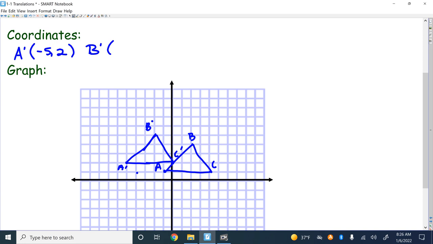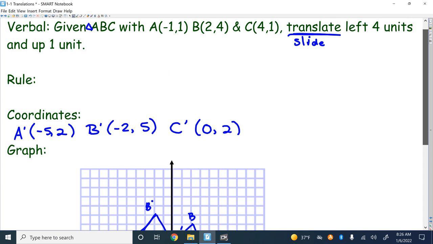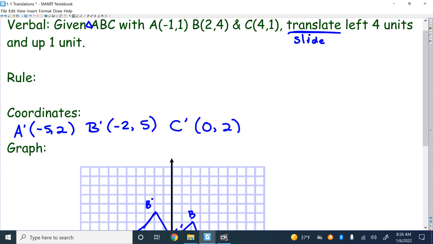Negative 2 and then have B 5. And C prime? 0, 2. Everybody agree on those 3 points? Yeah. Okay. So we have our verbal statement, we have our graph, we have our coordinates, because it gave us the original coordinates. Don't worry about writing those again. You can just write the new ones, the image.